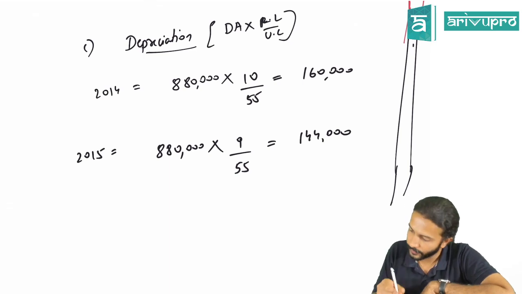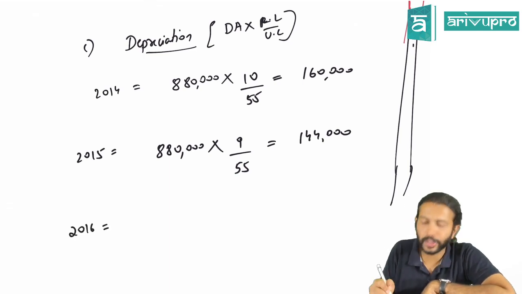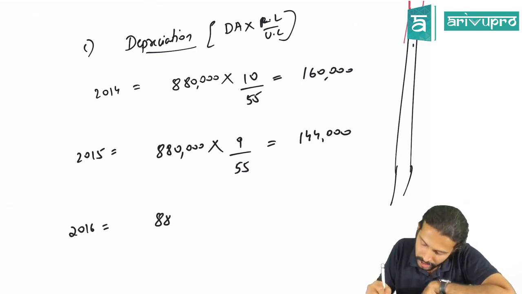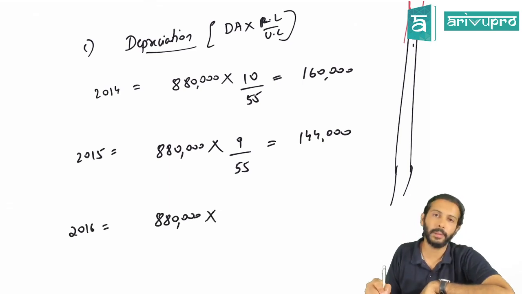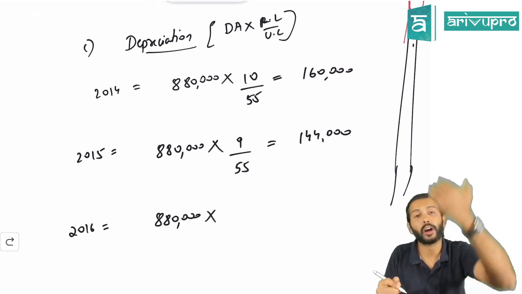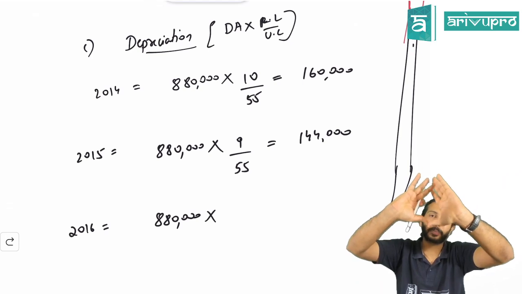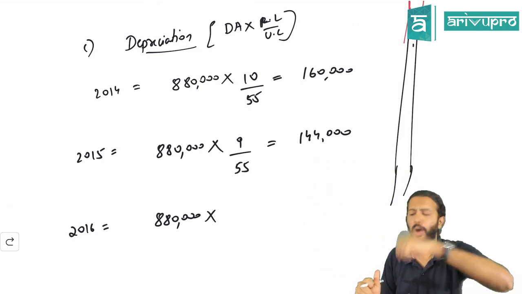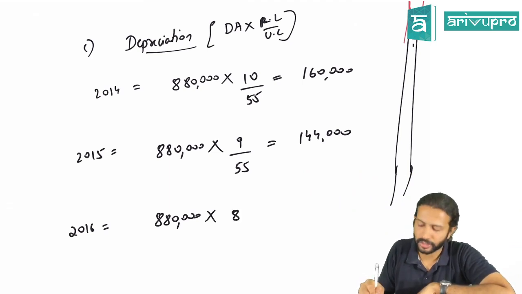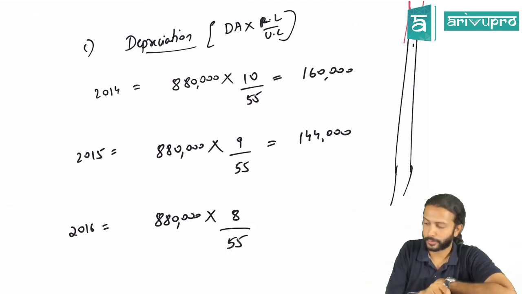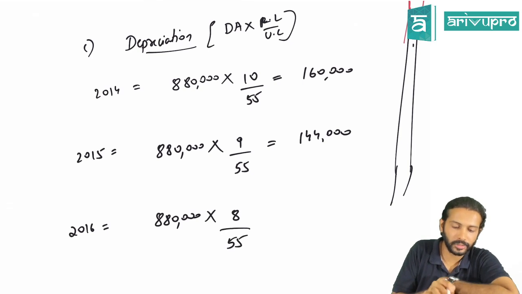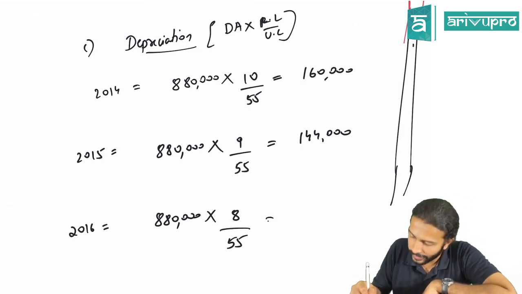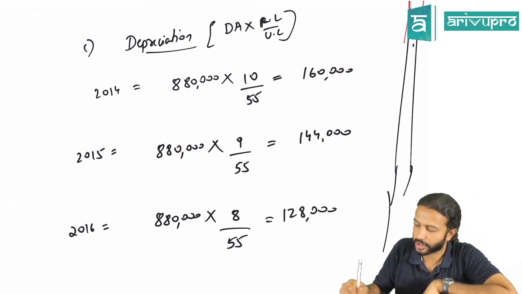Like that. For 2016, if you have to calculate, it is the same. The depreciable amount is 8,80,000 only. Now we are in the third year. You expected that you will use it for 10 years. 2 years have already gone. So how much life is remaining? 8 years, divided by the total life, 55. So 8,80,000 into 8, you are going to get 1,28,000. This is the depreciation for 2016.